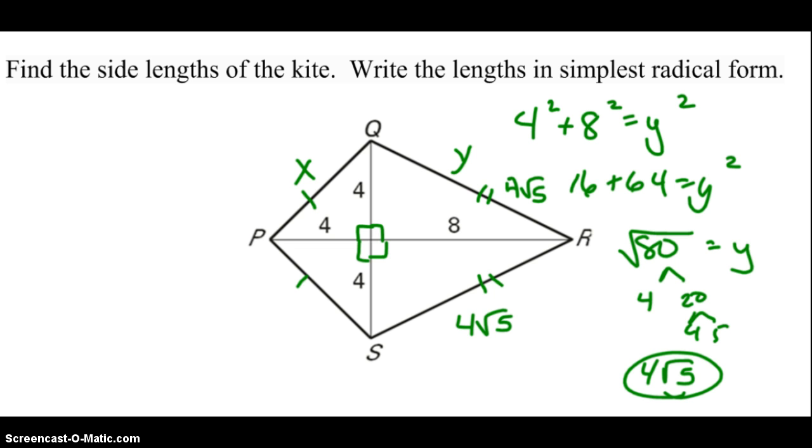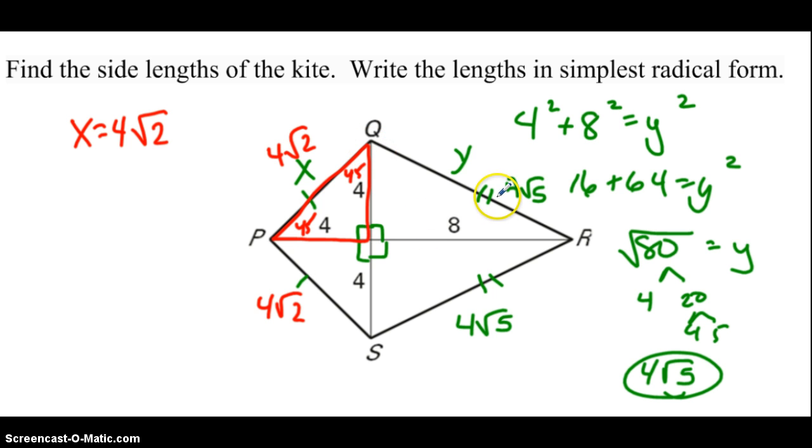Now if I come over here to the other side with PQ, I notice that this is an isosceles right triangle. Now that's not always going to happen with a kite. You're not always going to get an isosceles right triangle, but here we do. So an isosceles right triangle is a 45, 45, 90 triangle, which means that the hypotenuse, which is x, is equal to the length of the leg times the square root of 2. So that's pretty easy. We know that PQ and PS are both 4 root 2.